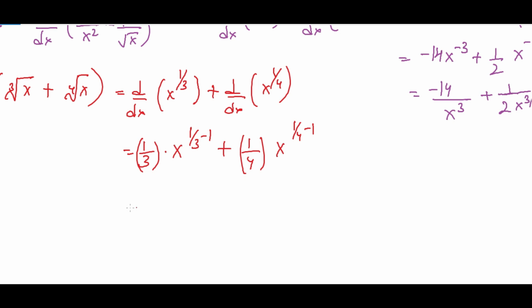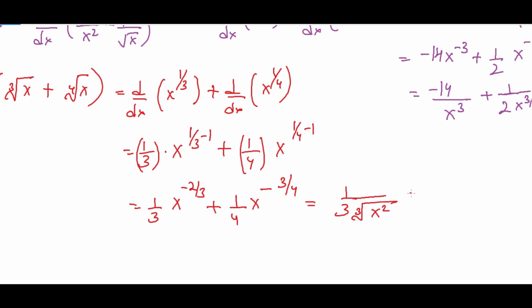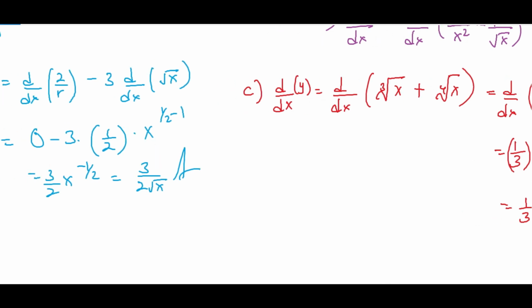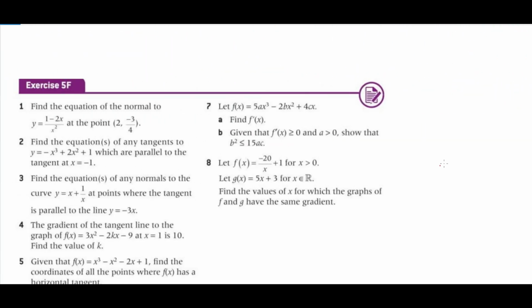Now when you solve this, you are going to get 1 by 3 x to the power negative 2 by 3 plus 1 by 4 x to the power negative 3 by 4. Further, you can write it in the denominator or the root values, like 1 by 3 cube root of x square plus 1 by 4 fourth root of x cube. This is another way of writing this, because negative means you need to flip it down in the denominator to make the power positive. Hope you got it. Let's proceed further with different types of questions.